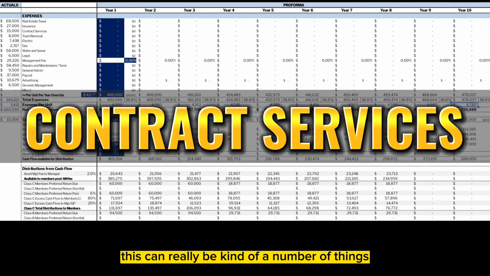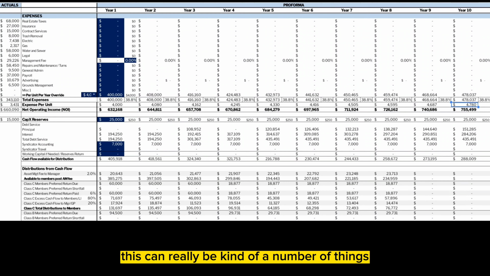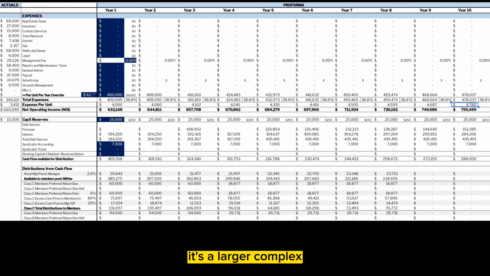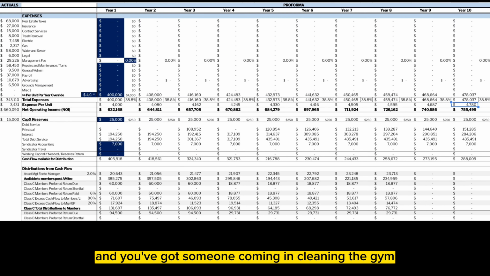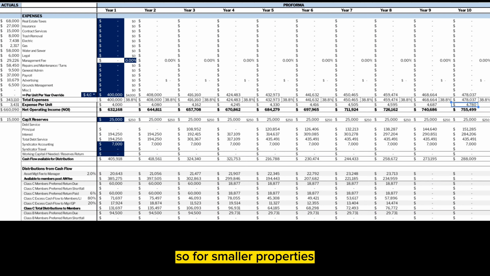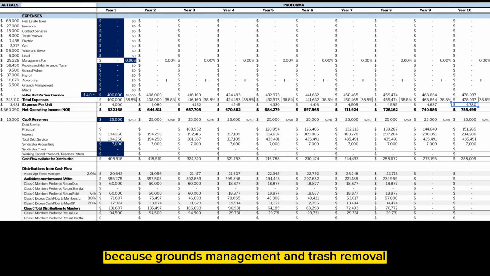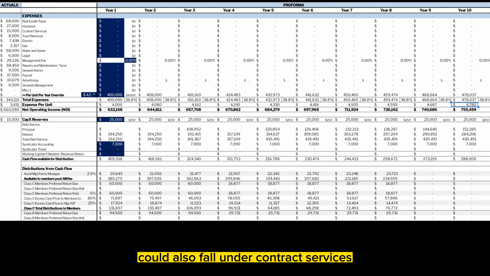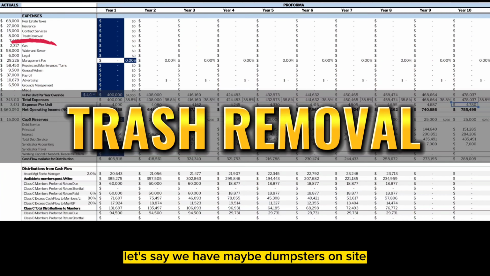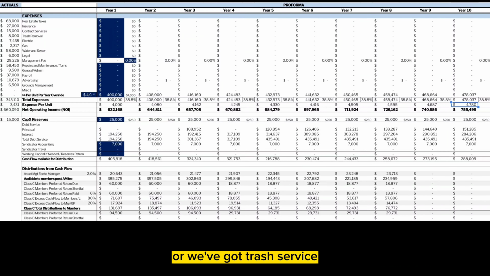Contract services can really be a number of things. If you have, let's say, some common area space and you have a cleaning company come in once a week, or maybe you have a gym on site, it's a larger complex, and you've got someone coming in cleaning the gym, that's typically where we see contract services. For smaller properties, you likely have another line item that covers it, because grounds management and trash removal could also fall under contract services, but we do have those broken out here. Moving on to trash removal, let's say we have dumpsters on site, or we've got a trash service. That's obviously going to be that fee there.